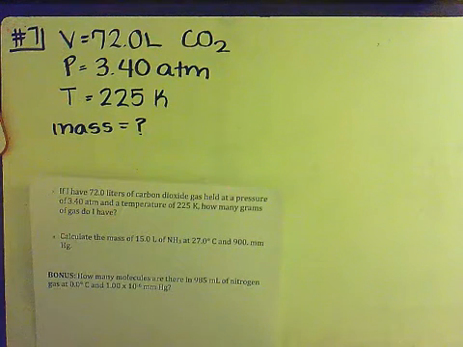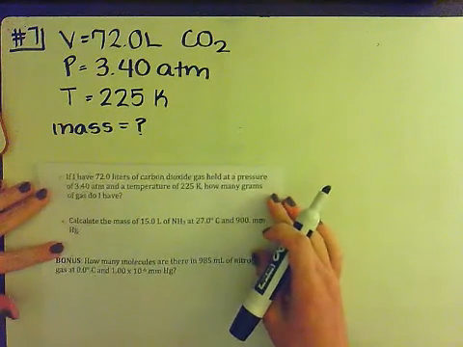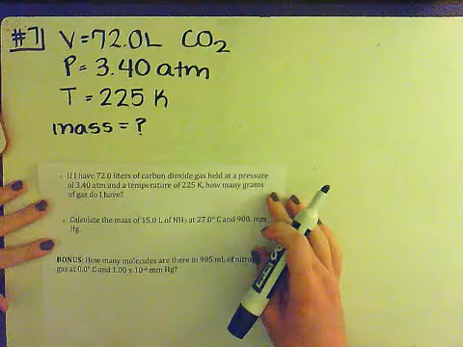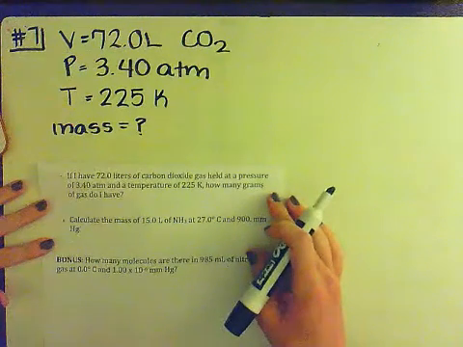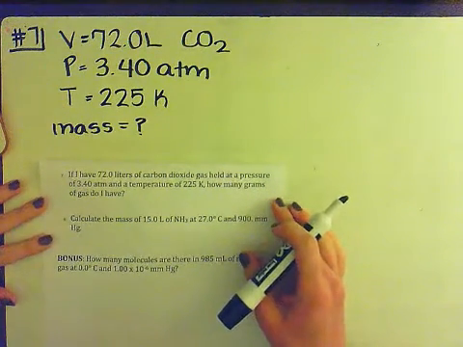Okay, we are going to go ahead and take a look at one of the problems that several of you had a question about last night, and that was number 7 on your homework. The question is, if I have 72 liters of carbon dioxide gas held at a pressure of 3.40 atm and a temperature of 225 Kelvin, how many grams of gas do I have?